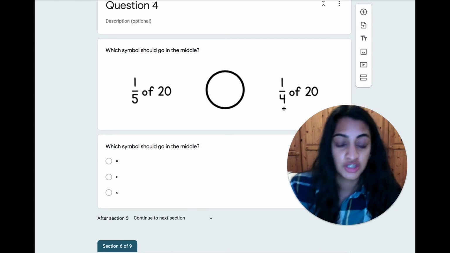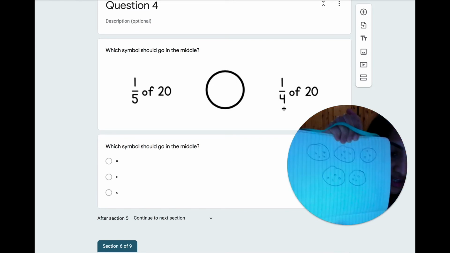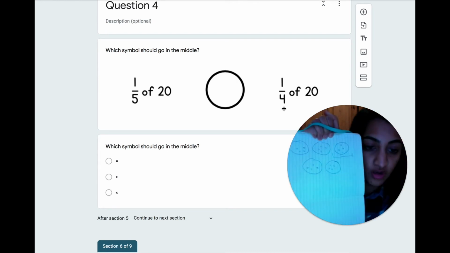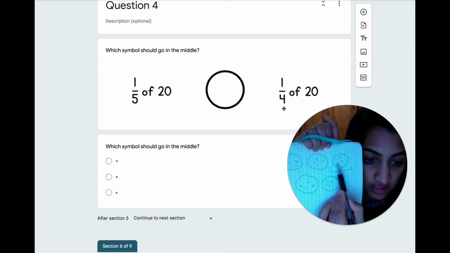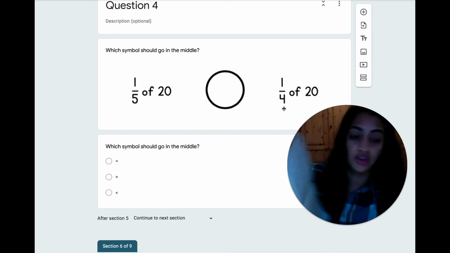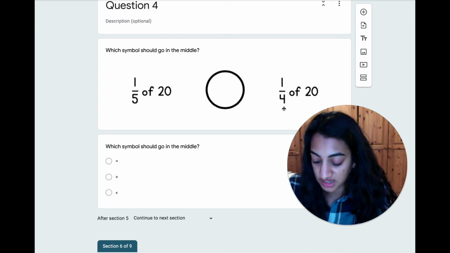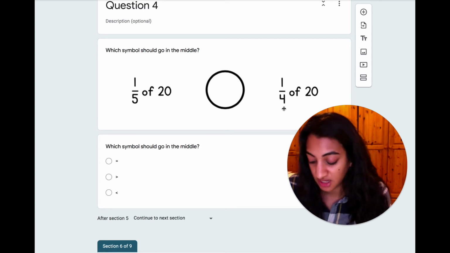So I've done the denominator, I've done the whole. The last thing I look at is the numerator, which tells me how many of these equal parts I need to look at. Well, the numerator is 1, so I just do a bracket around 1 of the equal parts, and then I count up how many is just inside that bracket. So there's 1, 2, 3, 4. There's 4 in that equal part, so the answer of 1/5 of 20 is 4. If I do the same method to find 1/4 of 20, I will learn that 1/4 of 20 is 5.